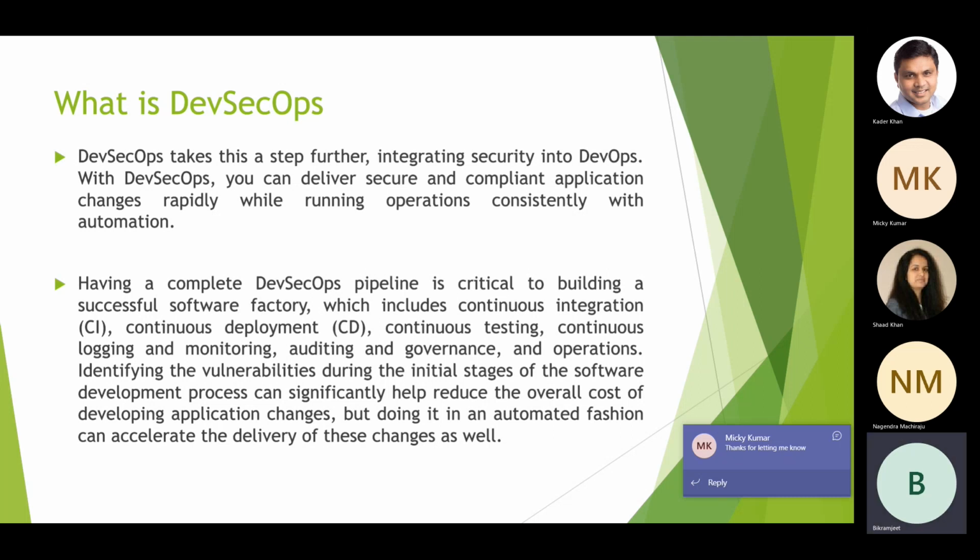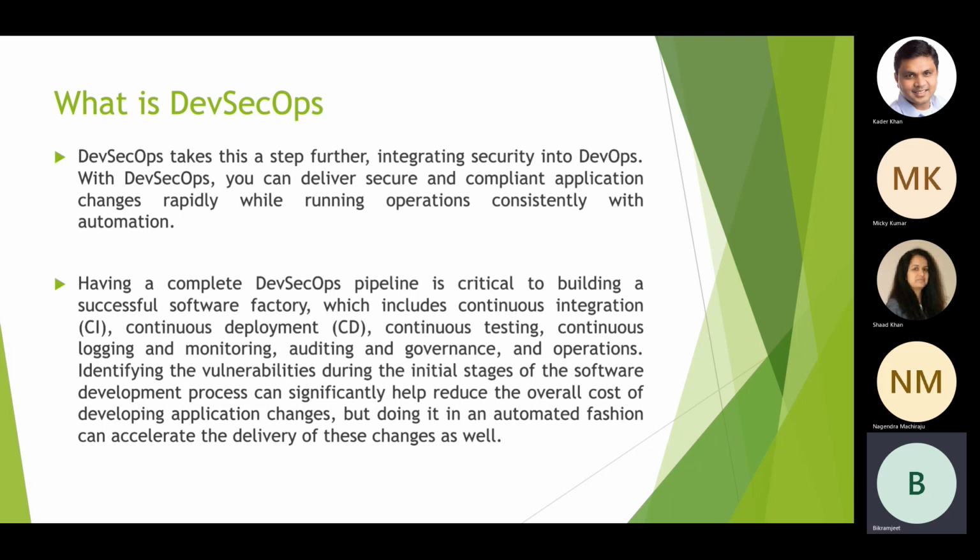So having a complete DevSecOps pipeline is critical to building a successful software factory, which includes continuous integration, continuous deployment, continuous testing, continuous logging and monitoring, and auditing and governance, and then the operations. It involves identifying the vulnerabilities during the initial stages of the software development process, and it can significantly help to reduce the overall cost of developing application changes. But doing it in an automated fashion can accelerate the delivery of these changes.